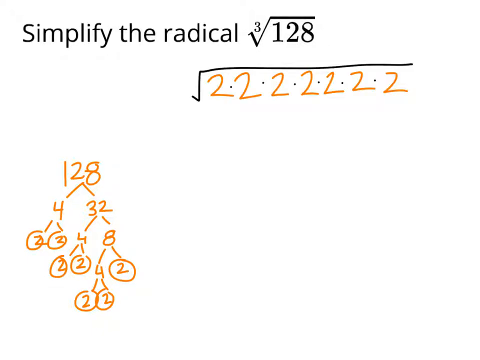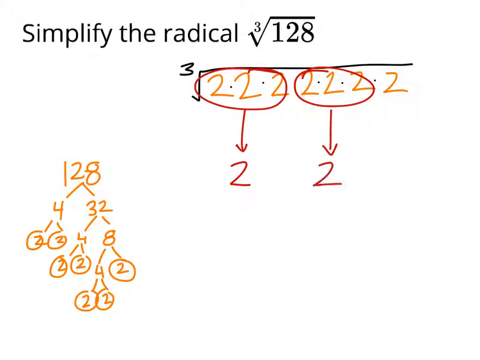And now I'm just going to look for pairs of 2s. I'm sorry, this is the cube root. So I'm looking for groups of 3. Now, the reason we're looking for groups of 3 is not only because of that index, but groups of 3 will give us a perfect cube in this case. So that pulls out a 2 there. This group of 3 2s pulls out a 2 there. And then this would be 2 times this other 2, which remains the cube root of 2.